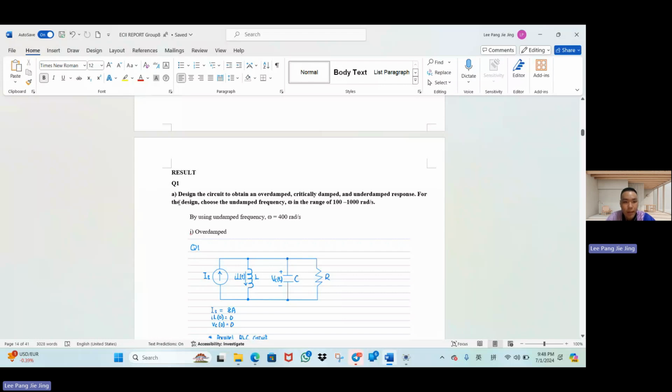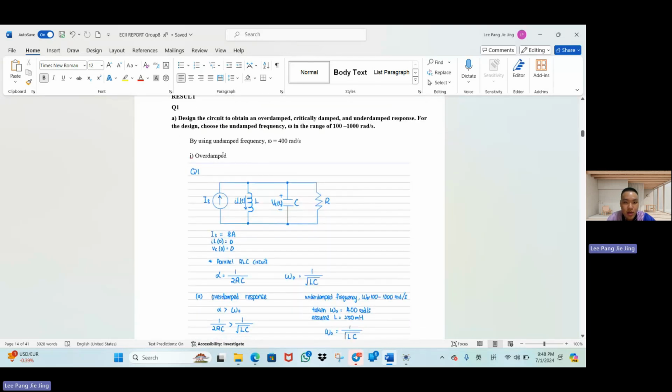Now I will present the result for question 1. For question 1, part A, design the circuit to obtain an overdamped, critically damped, and underdamped response. For the design, choose the underdamped frequency omega in the range of 100 to 1000 radian per second. So we are choosing the underdamped frequency omega equals 400 radian per second.